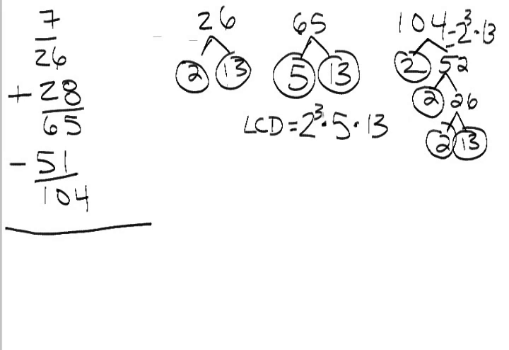So then we need to multiply all these numbers together. 2 to the third is 2 times 2 times 2, or 8, times 5 is 40, times 13 is 520. So we have a pretty large least common denominator. So we need to write equivalent fractions with our new denominator of 520.